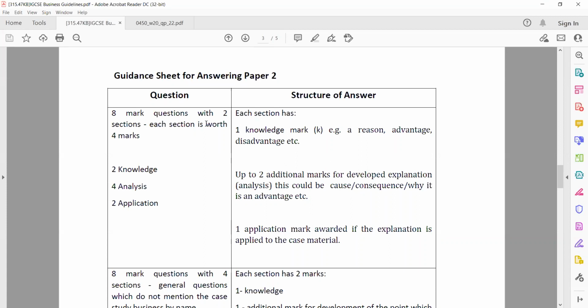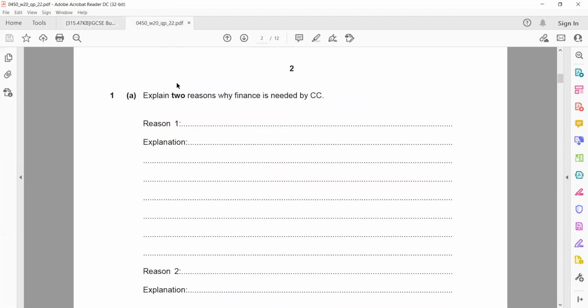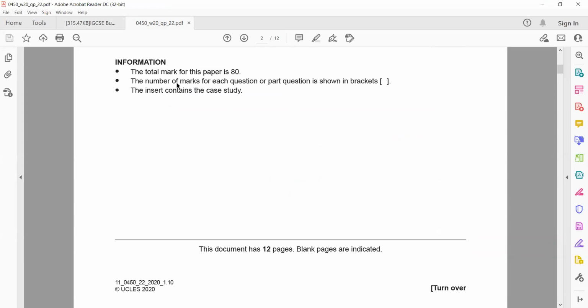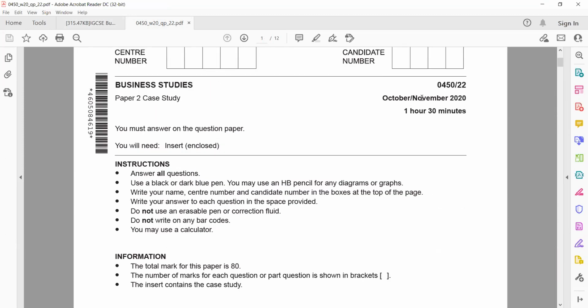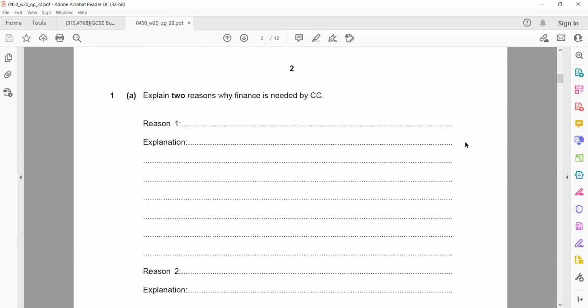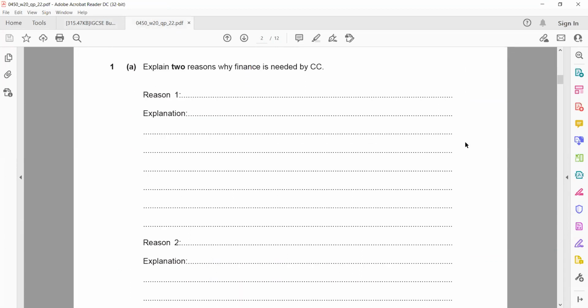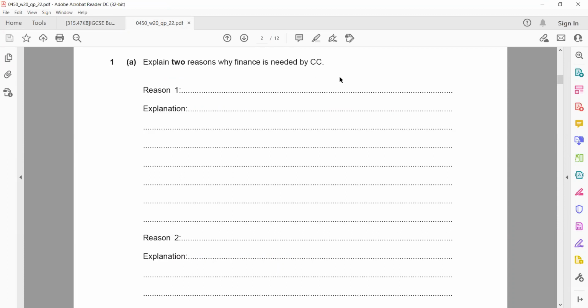Now I will show you what this question looks like in the actual paper. This is the paper taken from 2020 October-November, paper 22. So how does it look? This is the question: Explain 2 reasons why finance is needed by CC. This is what the structure tells us.